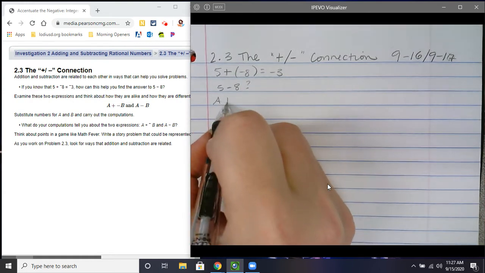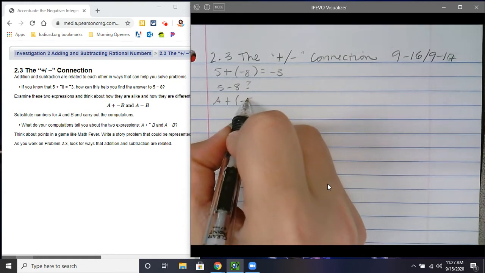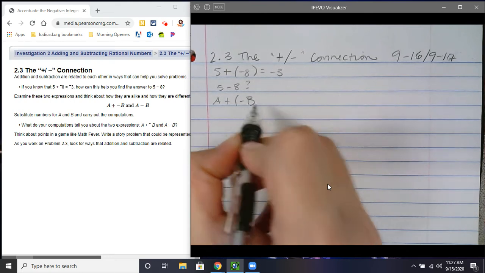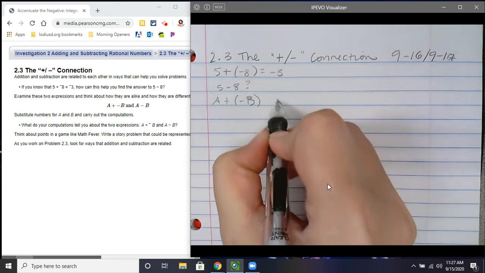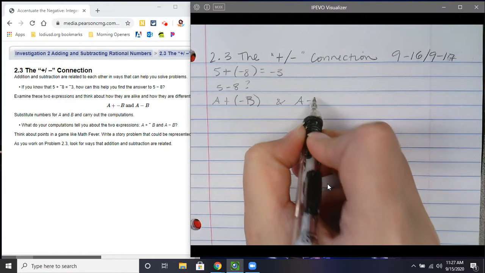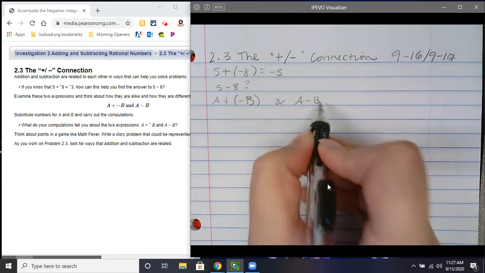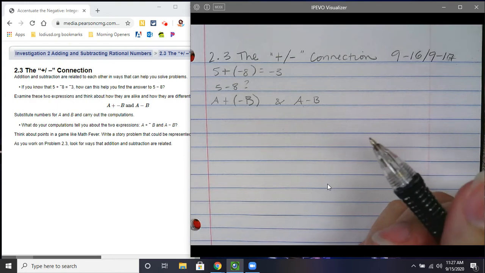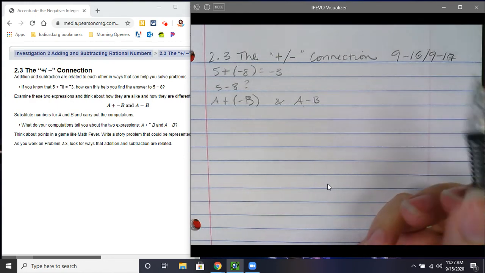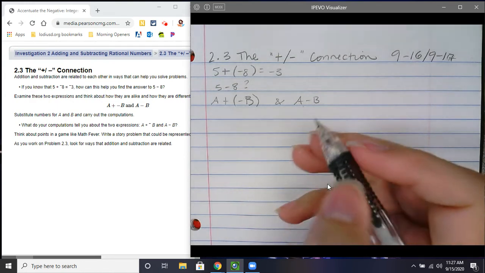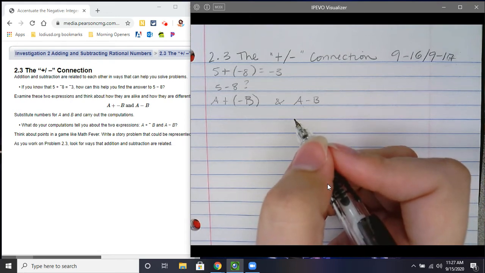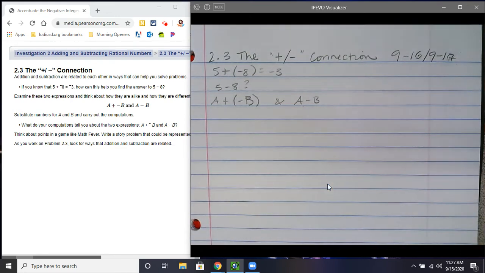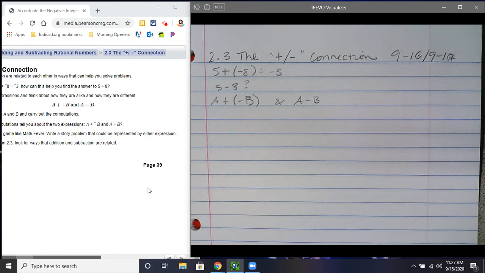A plus negative B and A minus B. What is the difference? How are they the same? I think the rest of it is just information.